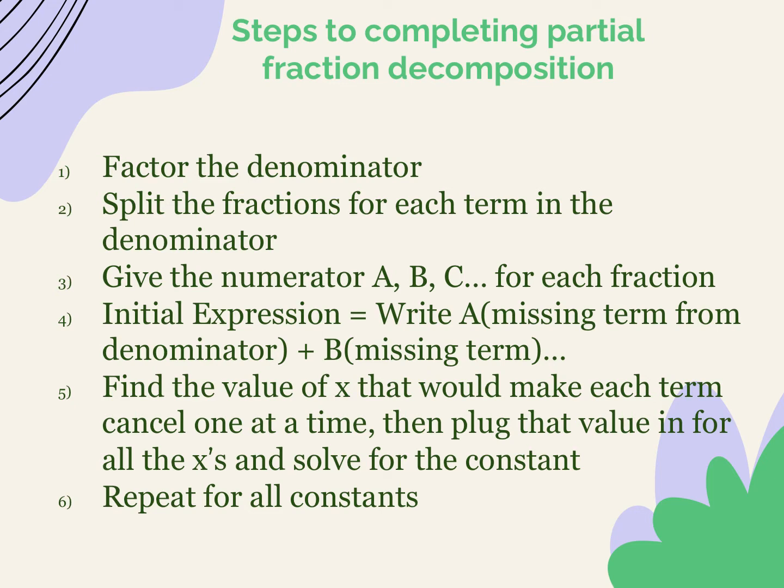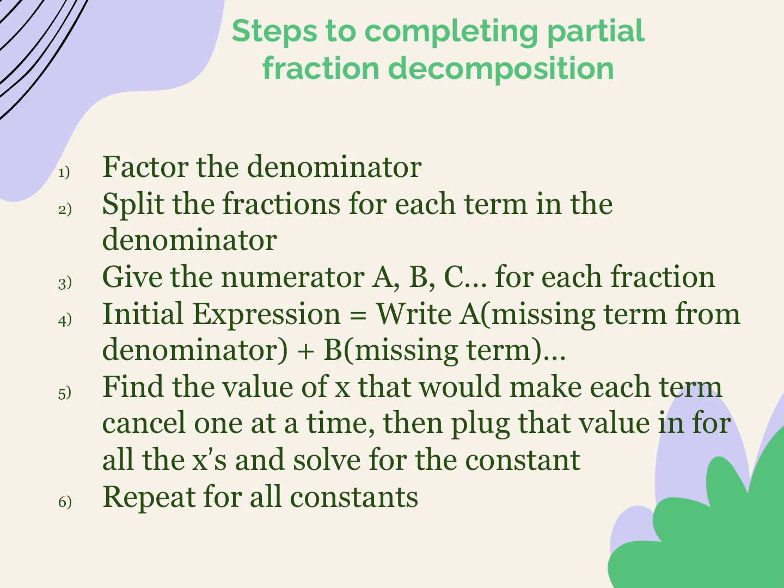So the first thing we're going to do is factor the denominator. Then we're going to split the fractions for each term in the denominator. So when we factor it, if it's broken into two terms, we'll have two fractions. If it's three terms, we'll have three fractions. The different terms are on the bottom, or the denominators, of those new fractions. And then we're going to give numerators constants, A, B, C, and so on and so forth.